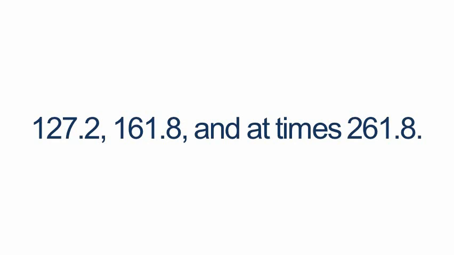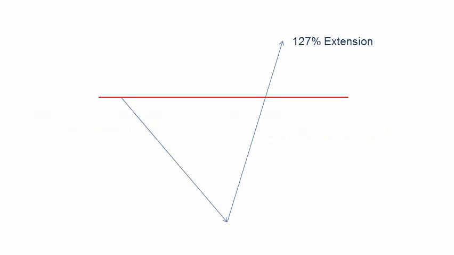Now, there are three numbers, and they are 127.2, 161.8, and at times 261.8. There are a few ways that extensions can be useful, and that is to look for previous swings to terminate at the 127% level. This can be used for profit taking and for finding a confluence at a potential area of support and resistance.